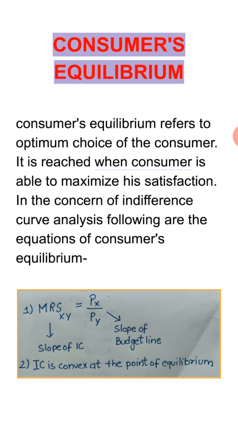Now we are coming to the last topic of the chapter, that is the consumer's equilibrium. If we talk about the consumer's equilibrium, we have discussed it earlier as well. It is a particular point where consumer is able to maximize his satisfaction. That particular point is known as consumer equilibrium. But this is in the very general verbal words. When it comes to the indifference curve analysis, so there are following two equations that you can see over here. Two equations of consumer equilibrium are here.